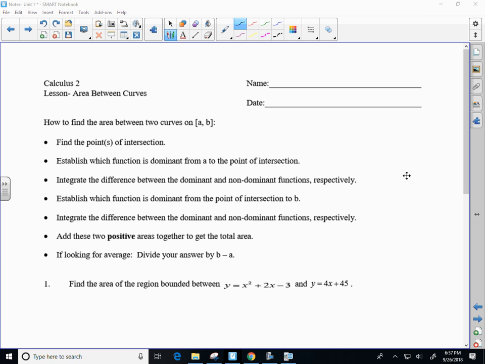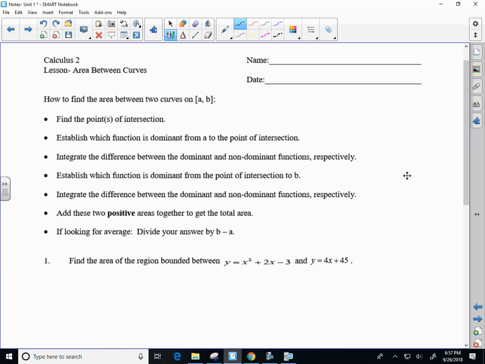But again, we're looking at a calculator-based approach, so keep that in mind. Find the point of intersection. You may want to do that algebraically, or maybe on the calculator, depending on strengths and weaknesses. You're looking for a dominant function. Dominant, we define as being above or to the right.